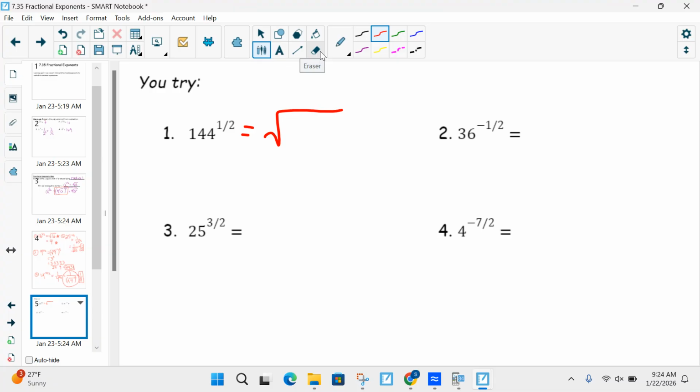Jude, put number 1 on the board, please. Can you put your answer number 2 on the board, please? Can you put your answer to 3 on the board, please? Check the board for your answers.